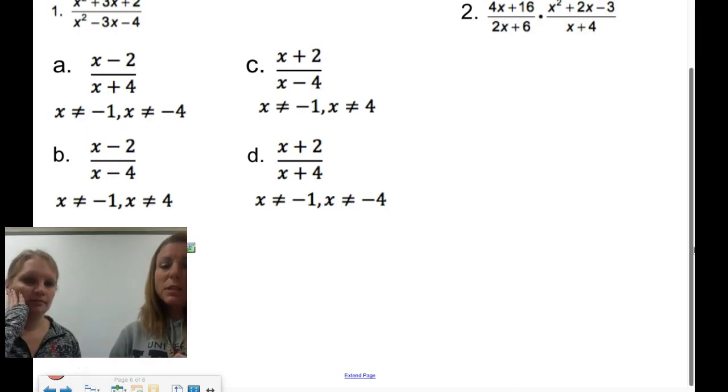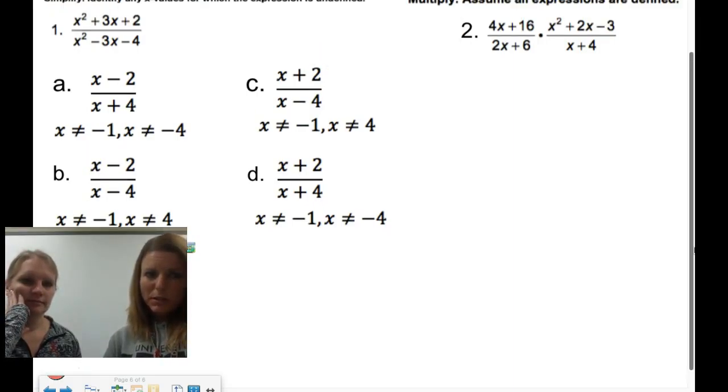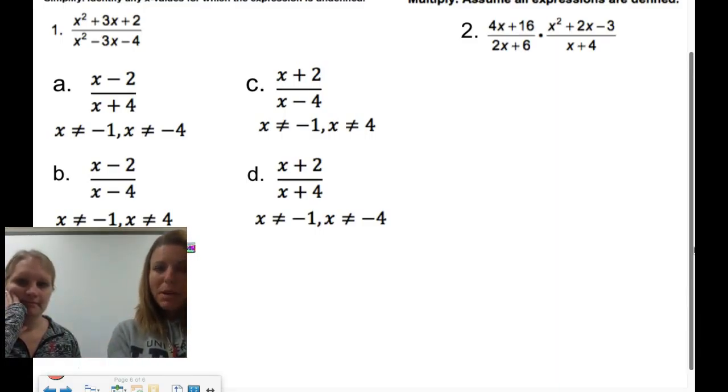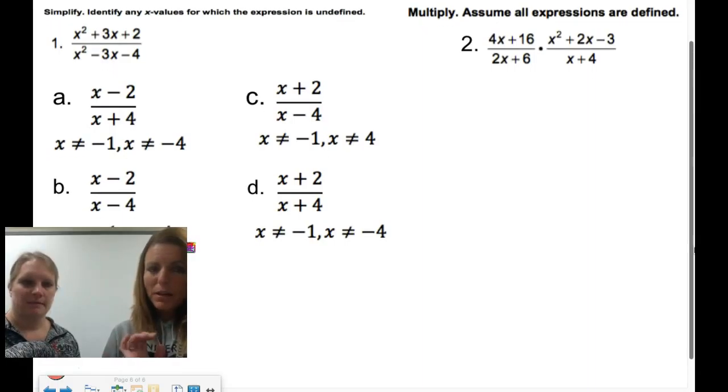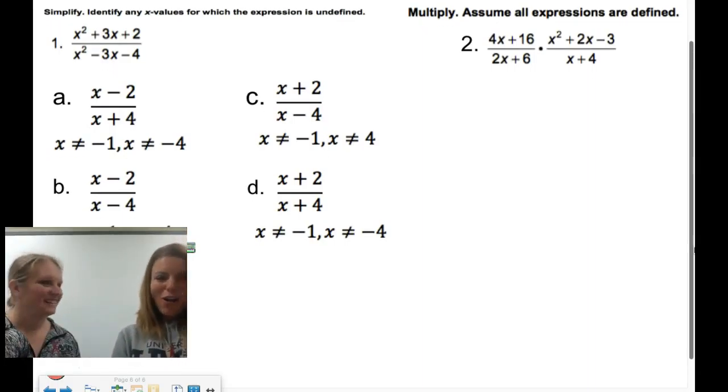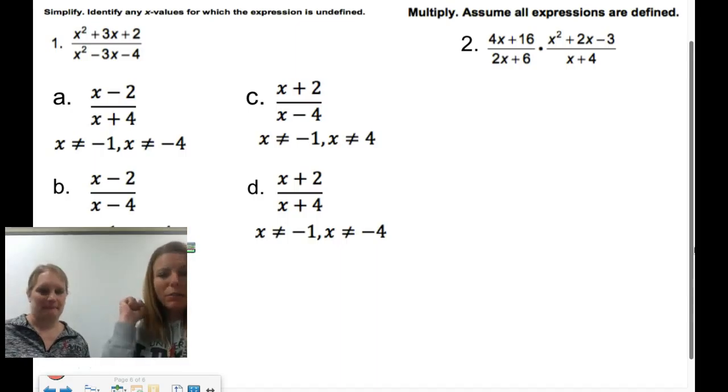So what I would probably do is hit stop right here, and you know what I'm going to do? Scroll down a little bit. See there, now you have it all. The original, and then you can hit stop. And then on number 2, it says multiply. Scroll down. Assume all expressions are defined. So you're multiplying. Great. There you go again. Now I got it all in. I would pause it right here.